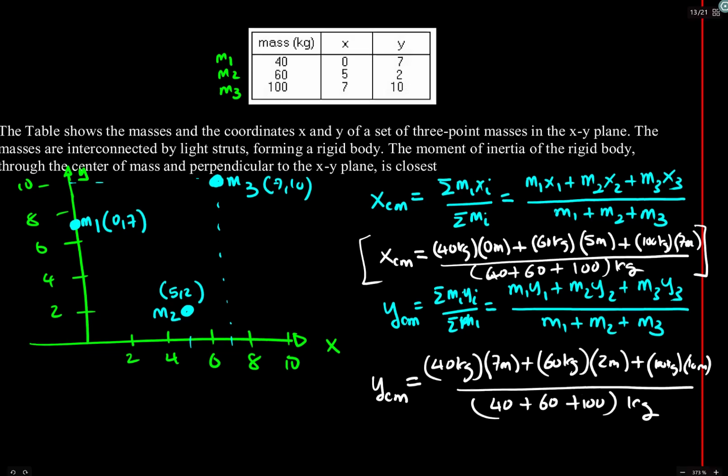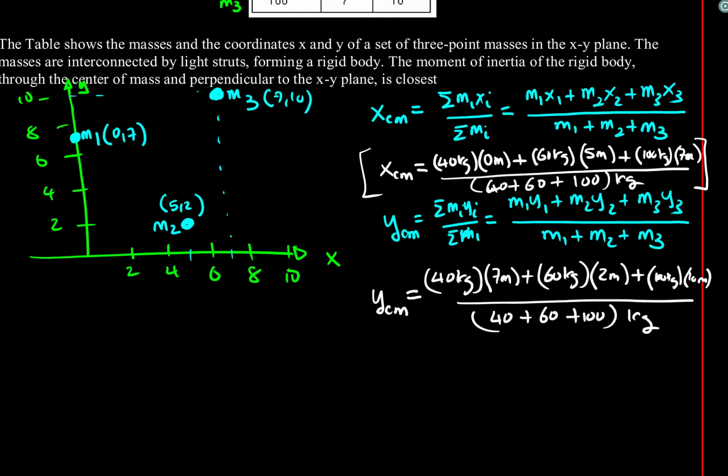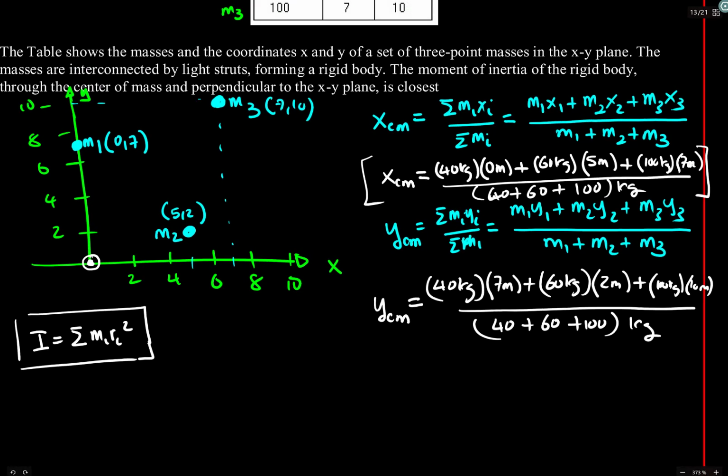Now, the next phase is for us to calculate the moment of inertia about an axis perpendicular to the xy plane. That means that the axis is along the z axis. It's actually coming out of your paper. So generally, the moment of inertia I is given by the summation of Mi ri squared. So the axis perpendicular, we need to calculate the moment of inertia of the rigid body through the center of mass and perpendicular to the xy plane.